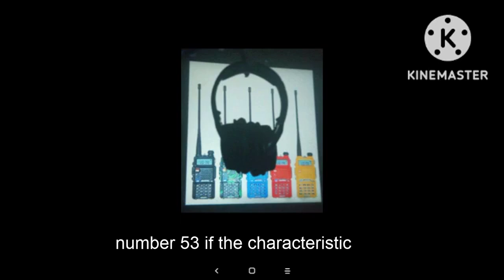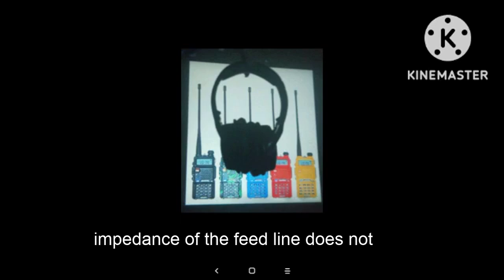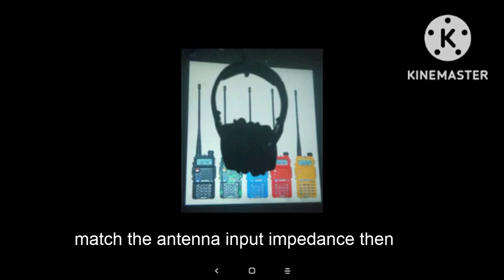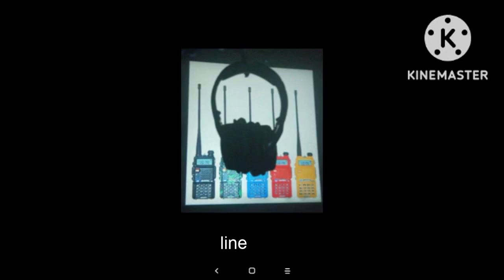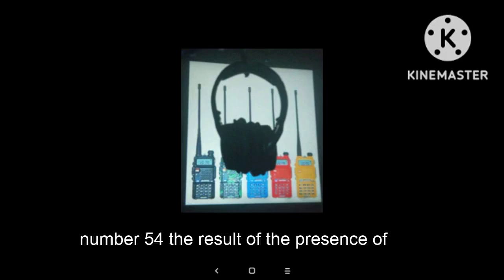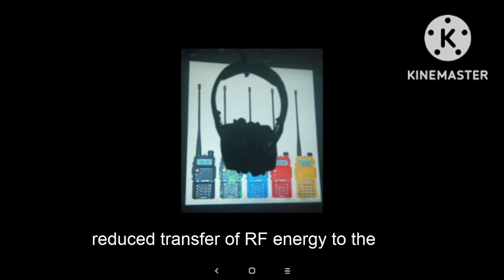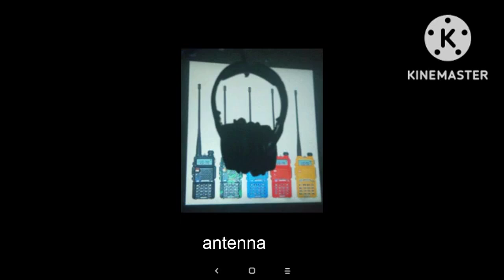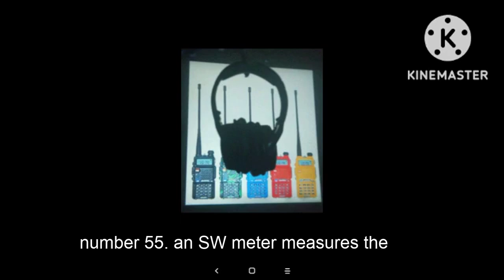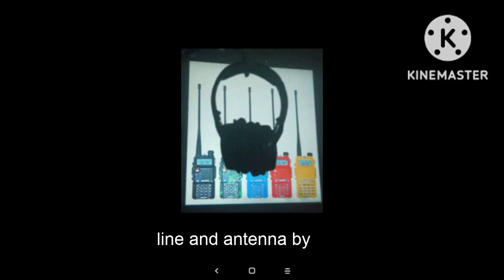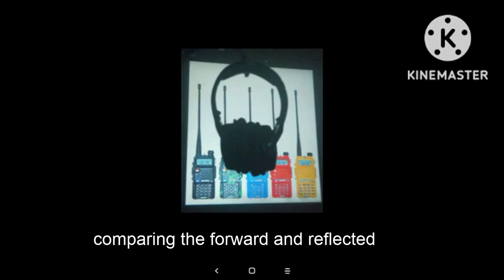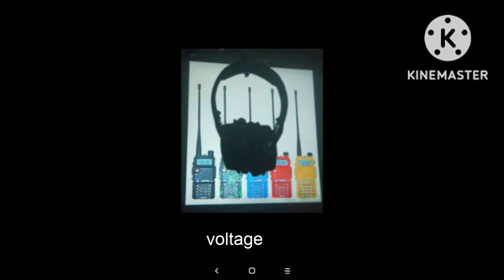Number 53. If the characteristic impedance of the feed line does not match the antenna input impedance, then standing waves are produced in the feed line. Number 54. The result of the presence of standing waves on a transmission line is reduced transfer of RF energy to the antenna. Number 55. An SWR meter measures the degree of match between transmission line and antenna by comparing the forward and reflected voltage.